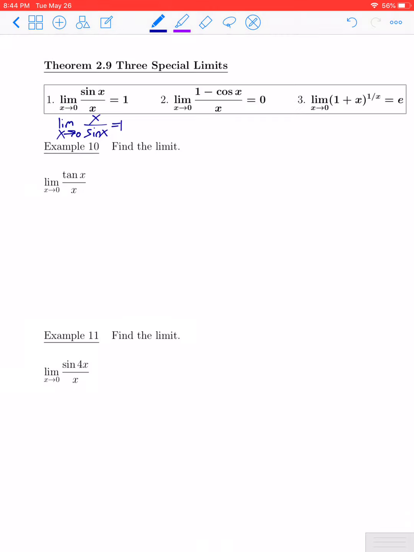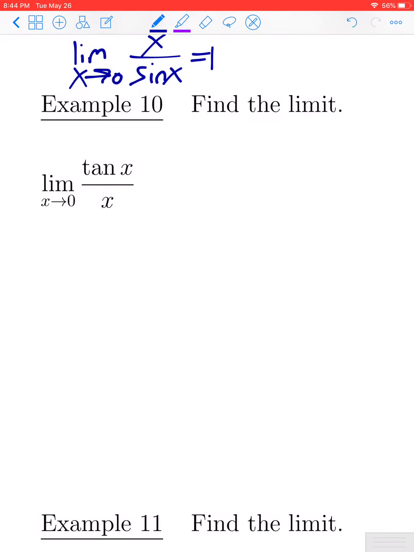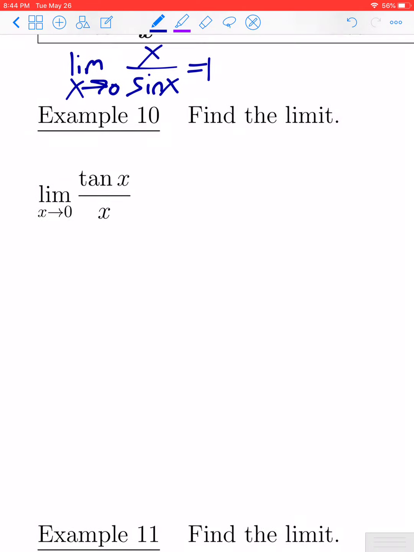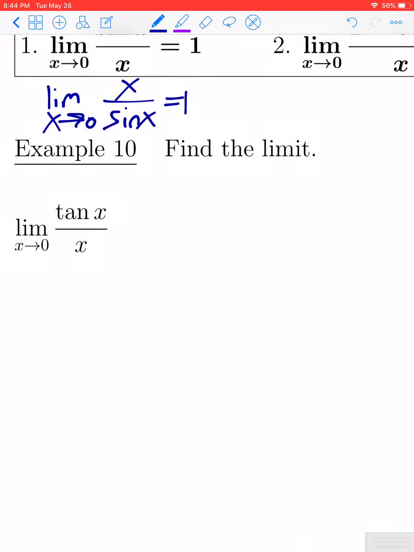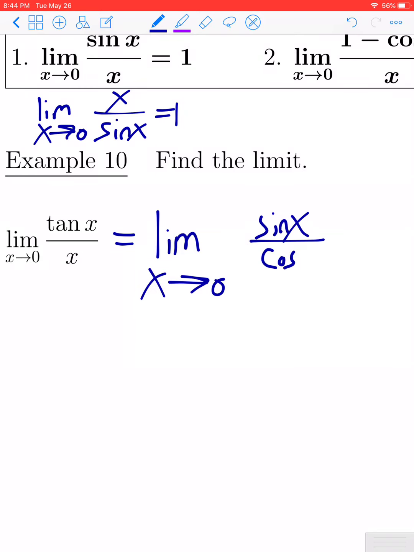In example 10, we're asked to find the limit as x approaches 0 of the tangent of x over x. Well, this one doesn't look immediately like any of the ones that we had from before, but one of the things that we do know is that the tangent we can rewrite in terms of sine and cosine, and in that way it might match up with a little bit more of what we see above.